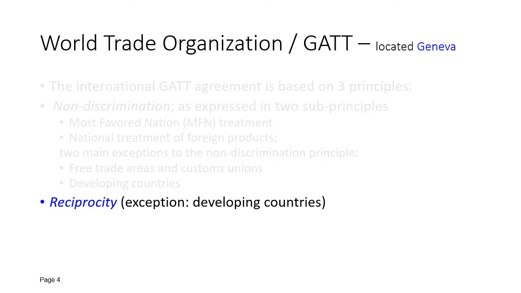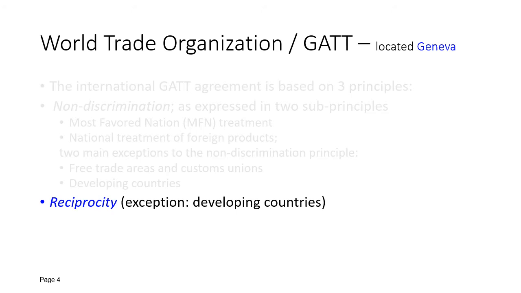Reciprocity. Reciprocity is the idea that if I've set up a trade concession for another country, like I'm doing something really good for this country, I'm deciding I'm going to drop my tariffs, then at the same time, all other countries must do the same for me.